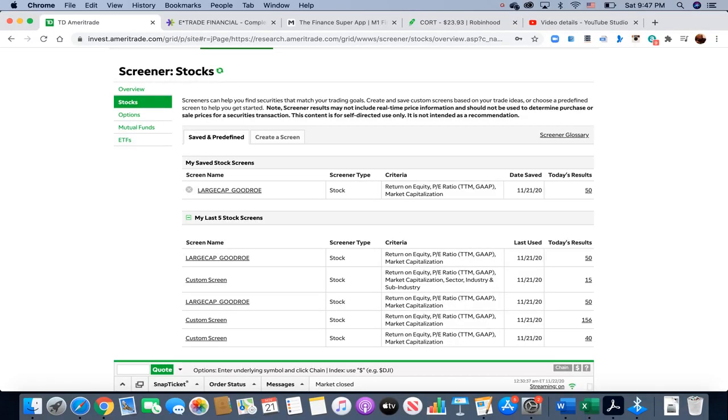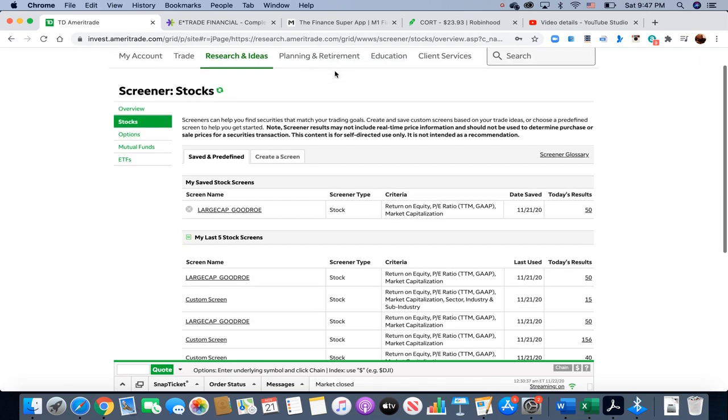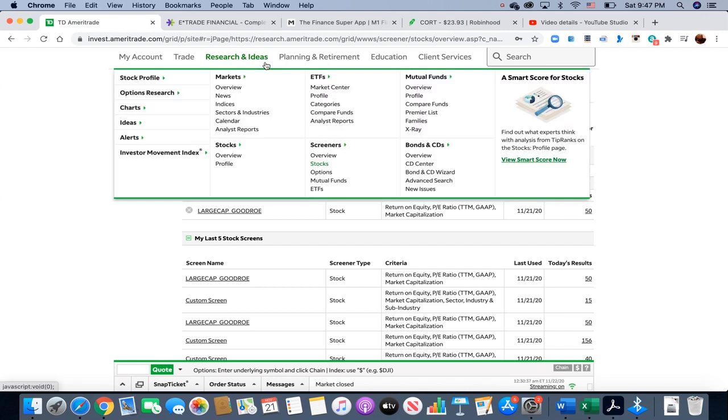All right, so like I said earlier, the first thing I'm going to do is use the screen tool in Ameritrade. If you don't know how to do this, please look at my last video. It's essentially you just go into research and ideas, and you click screeners and then stocks, and you get to this page here.